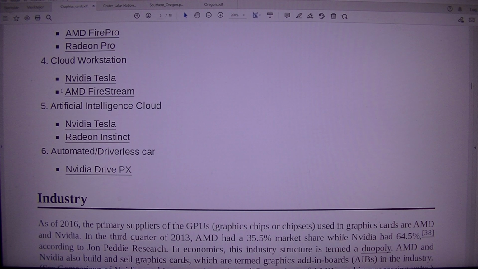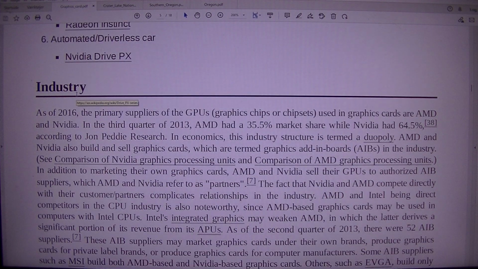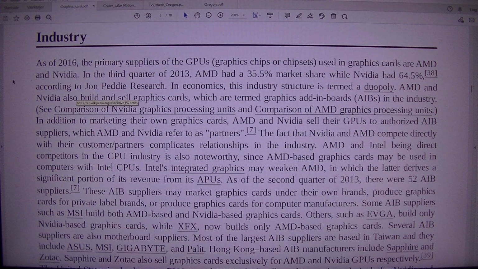Industry. As of 2016, the primary suppliers of the GPUs, graphics chips or chipsets, used in graphics cards are AMD and NVIDIA. In the third quarter of 2013, AMD had a 35.5% market share while NVIDIA had 64.5%, according to Jon Peddie Research. In economics, this industry structure is termed a duopoly.